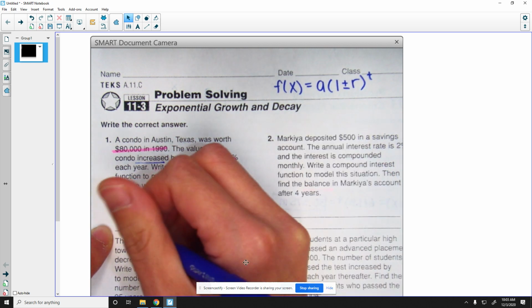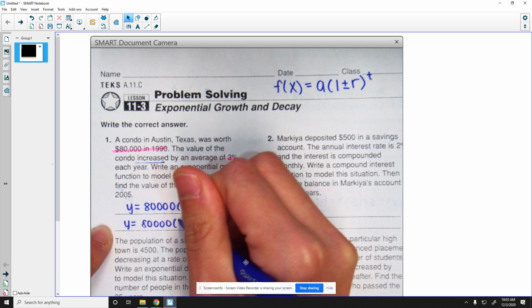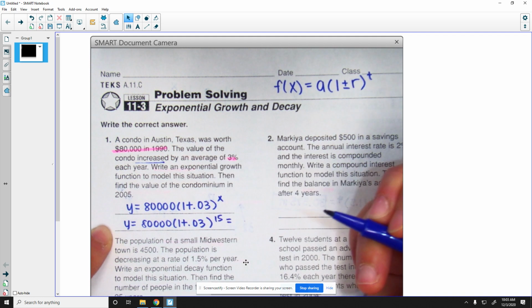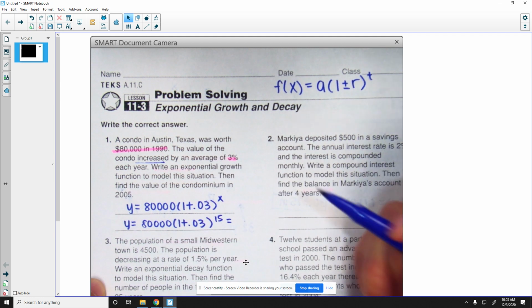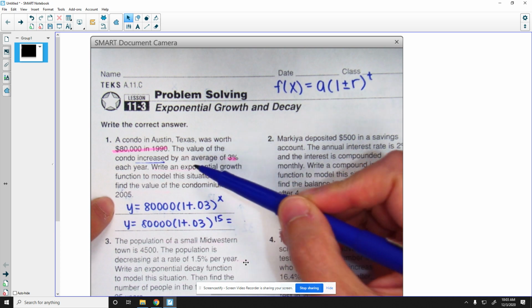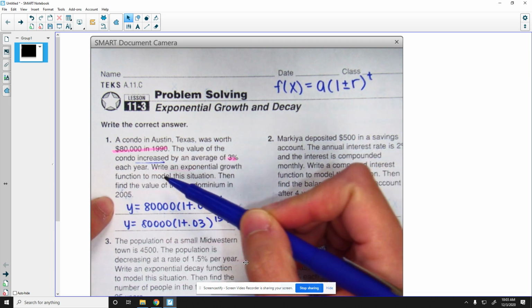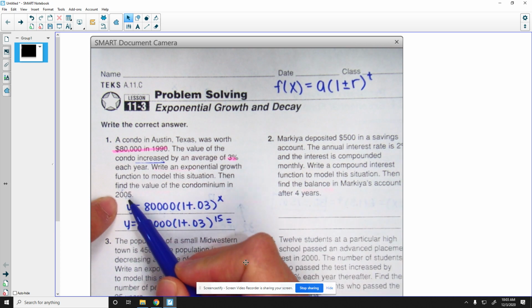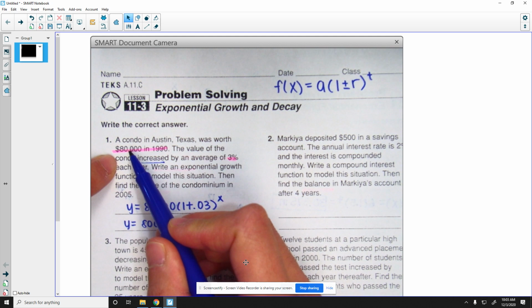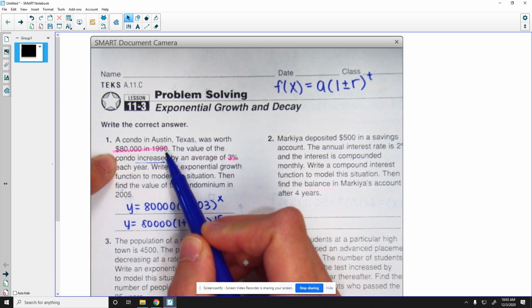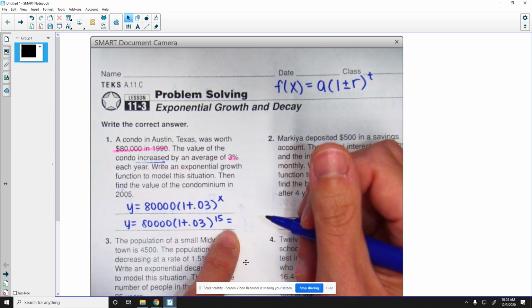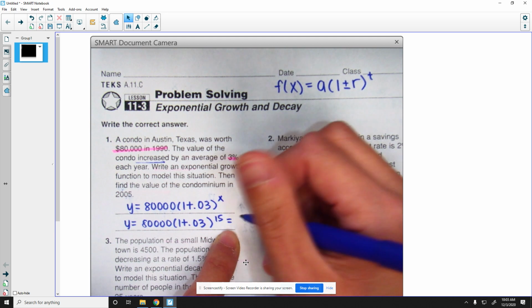So we're actually plugging in a number here. Cooper, go for it. 15. Why would you say 15? It's between 1990 and 2005. Yeah, so you're not just plugging in 2005 as your X. You really have to read. You can't plug in 2005 because it's not 2005 years. If your starting point is 1990, then how many years after 1990? That's why Cooper said it'd be 15. Cooper, did you plug that in your calculator yet? Okay. Vaughn, go for it.